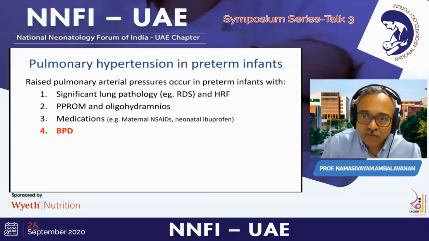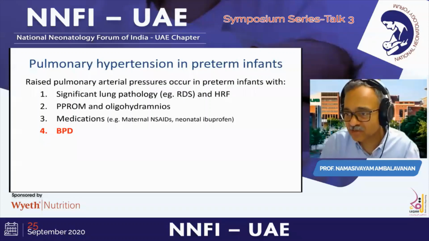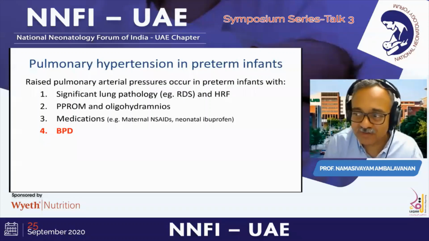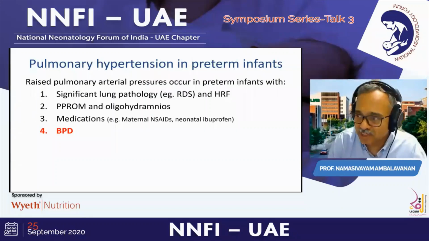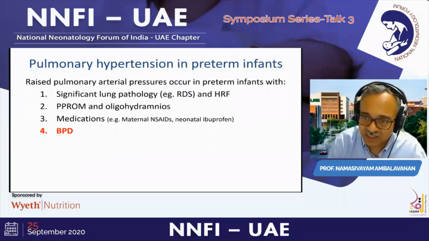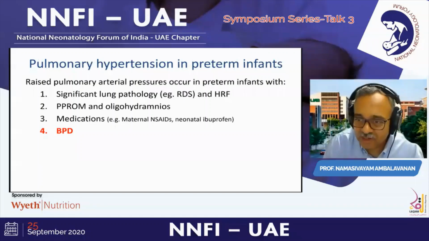So when do preterm infants have pulmonary hypertension? If you measure the pulmonary pressures in any preterm infant with significant lung pathology, for example, a baby with severe respiratory distress syndrome and hypoxic respiratory failure, that's HRF, you will find that they have elevated pulmonary arterial pressures. You don't call it PPHN because generally PPHN is a term applied to term babies, but any infant with significant lung pathology would have an elevation of pulmonary arterial pressure.